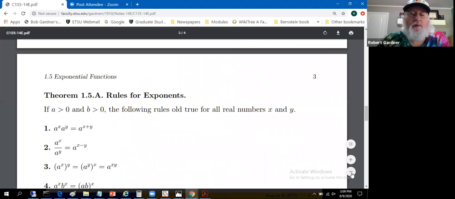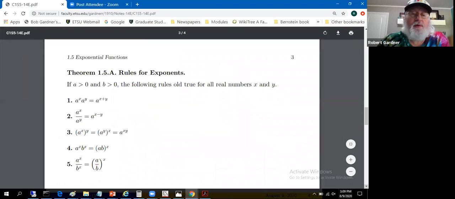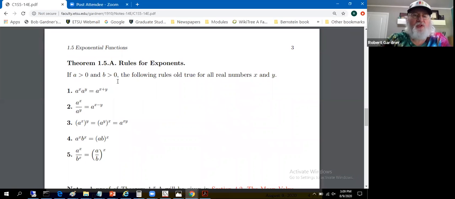Some rules for exponents, which I'm sure you're familiar with. We'll take these bases, a and b, both to be positive, so we don't have to worry about any division by 0 with the a's and the b's. The following rules hold true for all real numbers x and y. A to the x times a to the y equals a to the x plus y. Multiplying with the same base, add exponents. A to the x divided by a to the y is a to the x minus y.